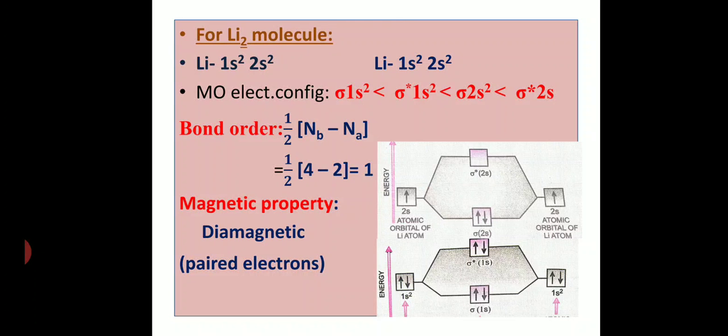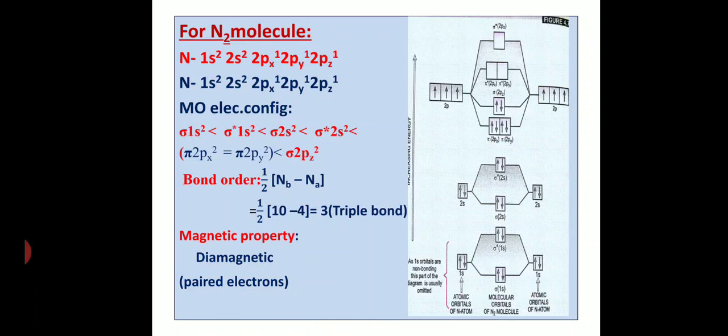Now the number of electrons in the bonding molecular orbital, 4 electrons are there. In antibonding, 2 electrons are there. So 4 minus 2 over 2, 1. So now lithium molecule can have bond order 1. What about magnetic property? Again bonding and antibonding both have completely paired electrons. It is an example of a diamagnetic substance, right?